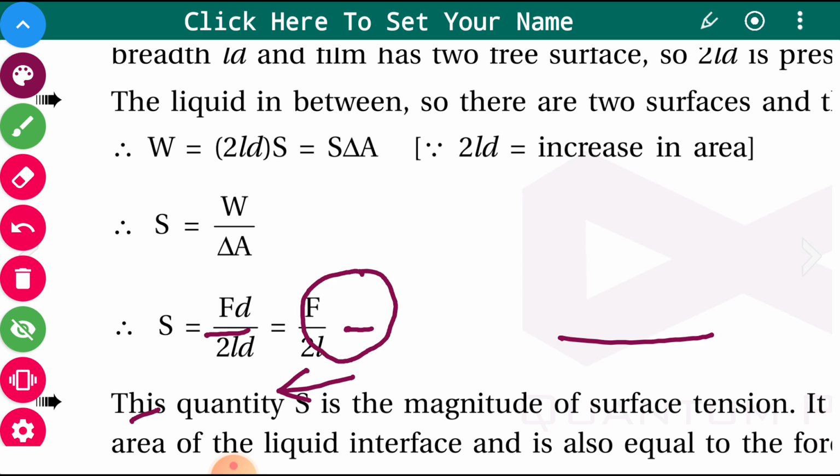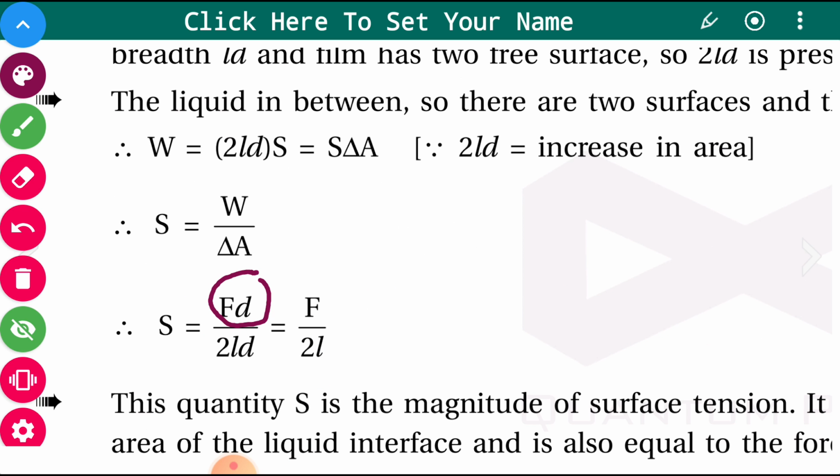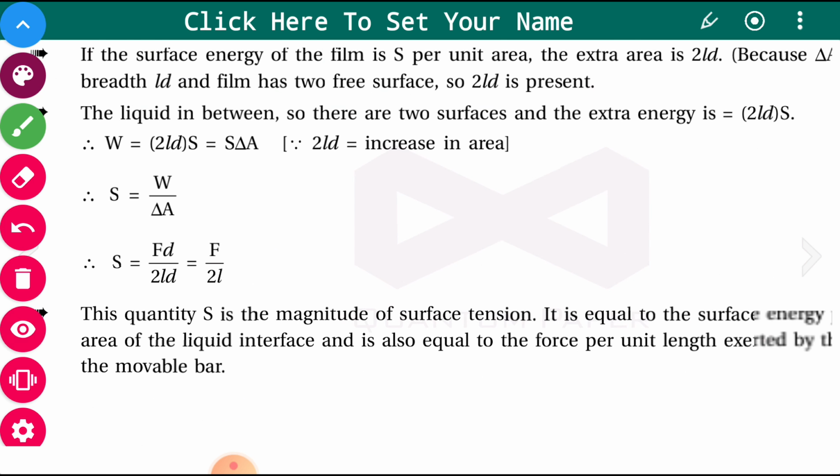Now as you know, work done is force into displacement. So this becomes F into d upon 2L into d. Now this d will be cancelled out. Delta A is already known to us, it is 2Ld. So force upon 2L will be the surface tension, or surface energy per unit area, or we can say force per unit length. Both ways it is correct. Force per unit length is also surface tension, and energy per unit area is also called the surface tension.